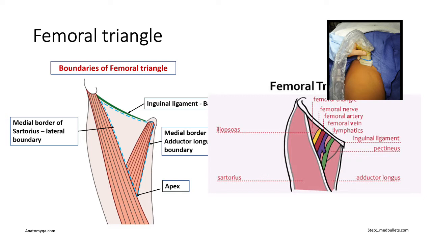Here's a photo of what the ultrasound probe looks like during the block. As you can see, the block is done far up the leg. And the probe should be placed right below the inguinal ligament to find the proper landmarks for this block.